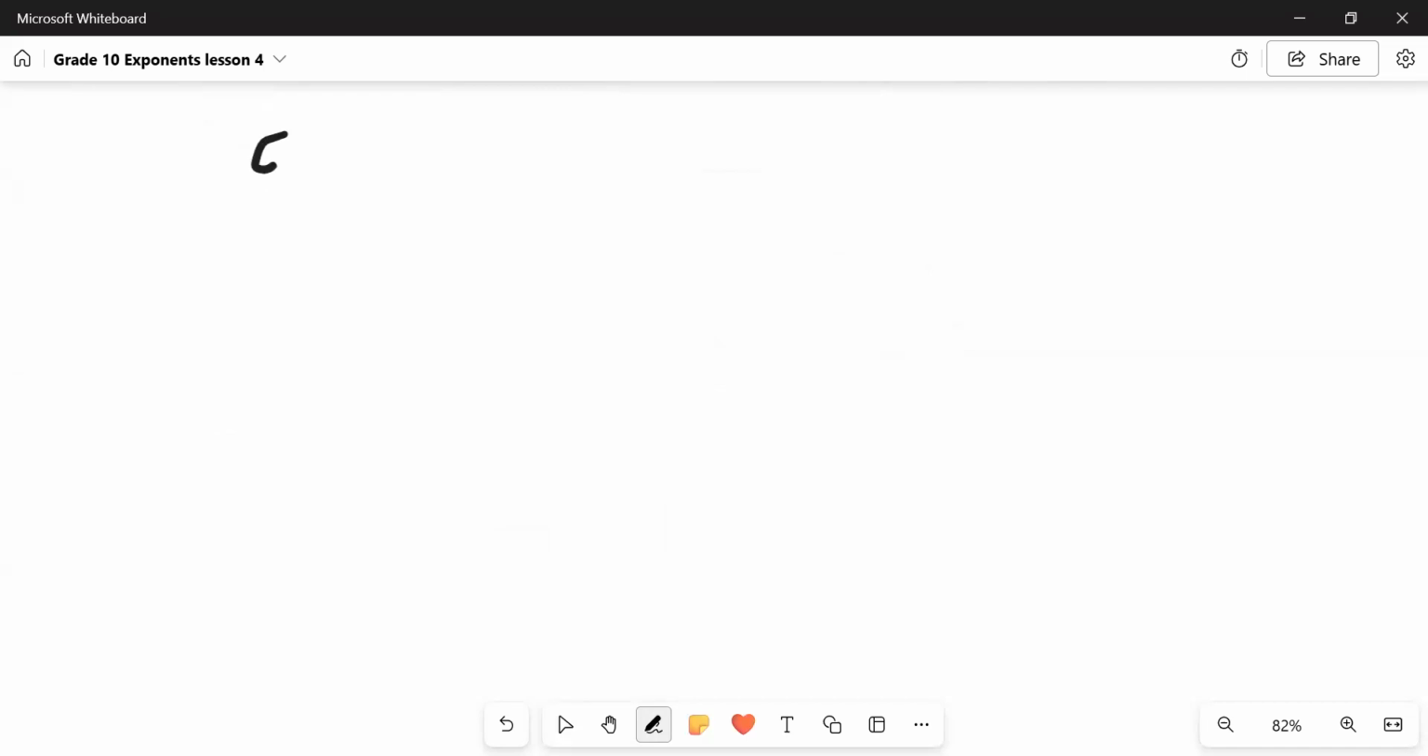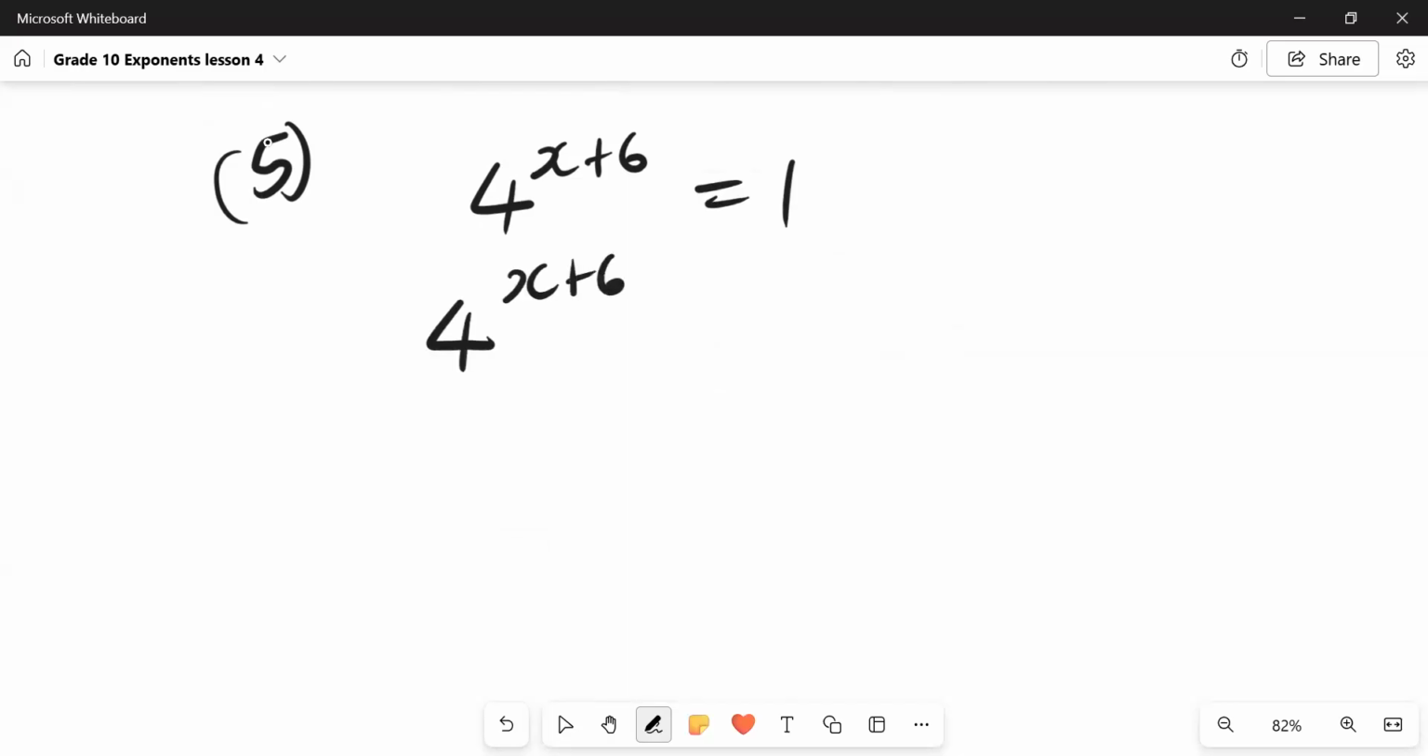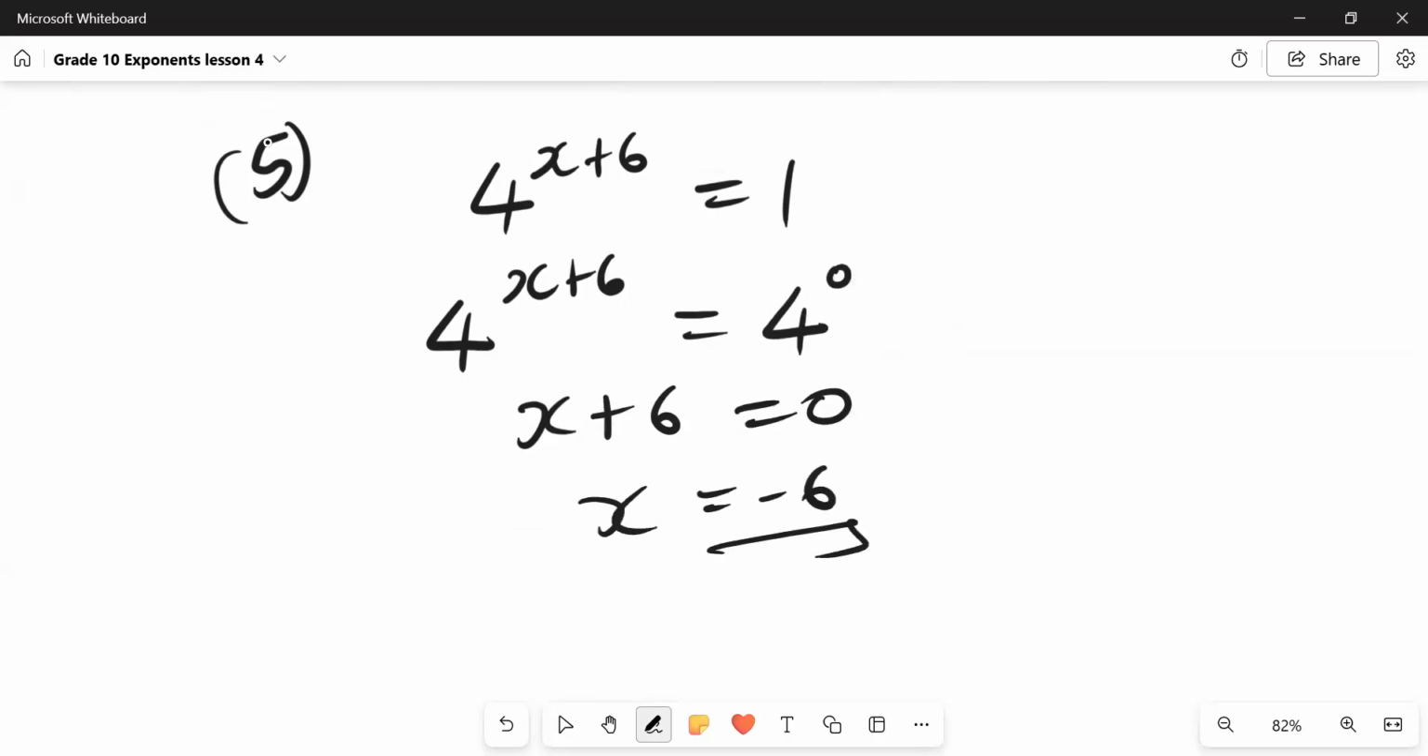Example 5. We're still solving for x, but now they're giving us 4 to the power of x plus 6 equals 1. How do we solve for x here? Make sure that you get your bases to be the same. So 1 can be expressed as 4 to the power of 0. Drop down. x plus 6 is equal to 0, and then x is equal to minus 6. Just like that.